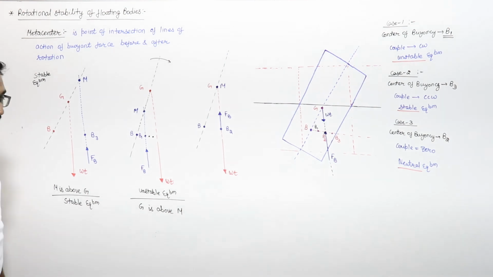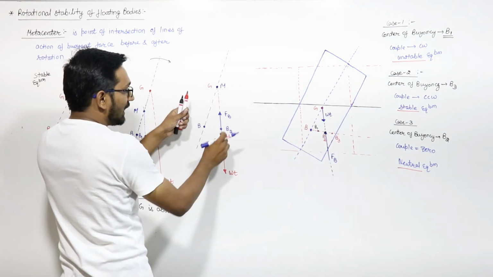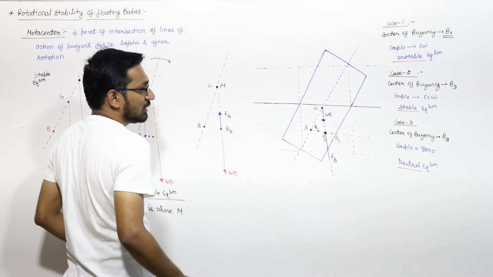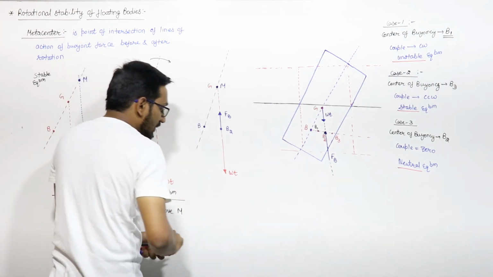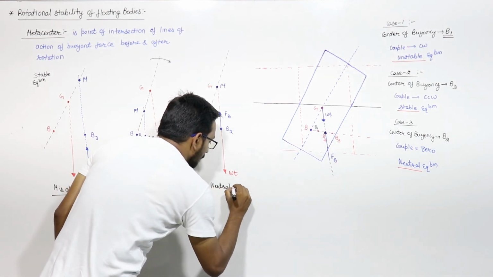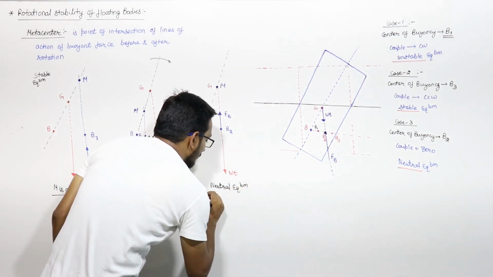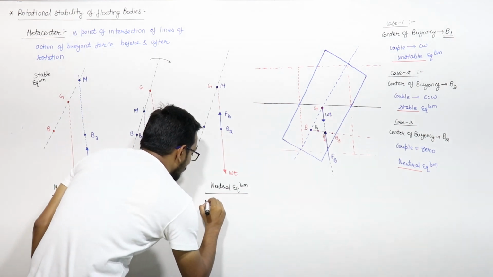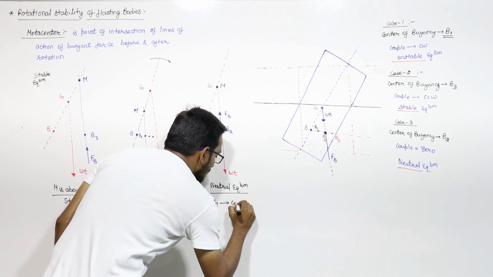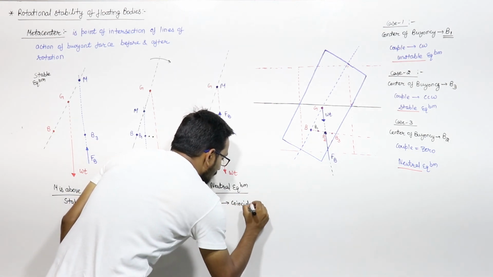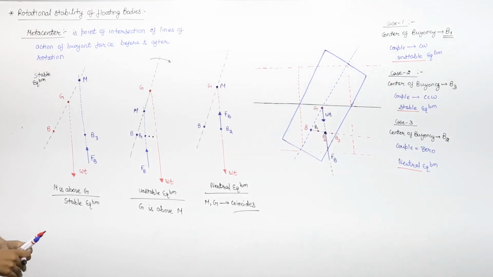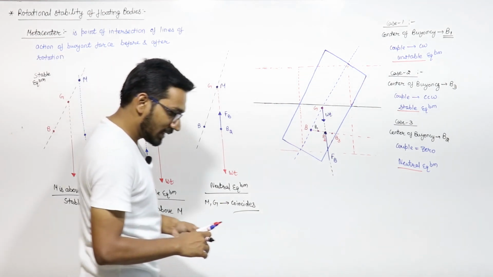Here you can see that the buoyancy force and the weight act at the same point. There is no couple. So this is a neutral equilibrium. I can write, if the metacenter and the center of gravity coincide, you will get a neutral equilibrium. So you have to remember this thing, right?